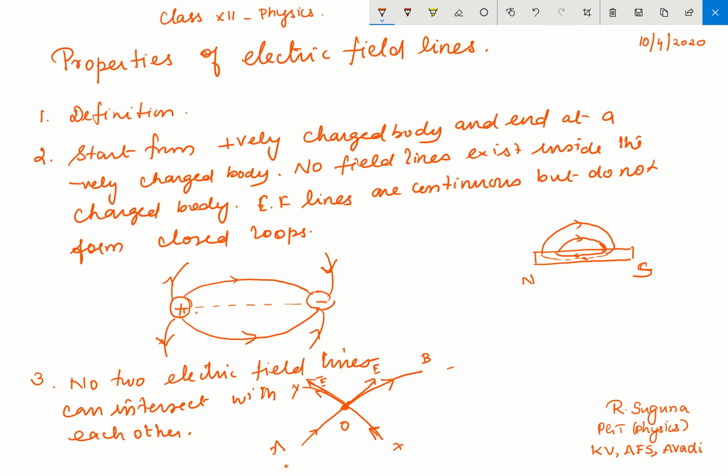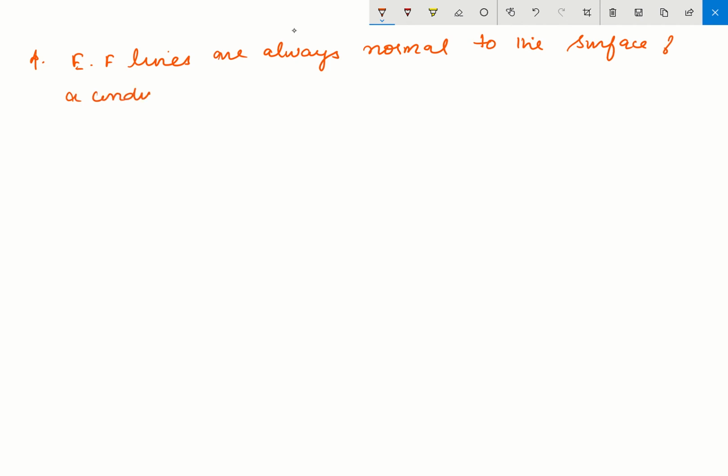Right. Then the next one, third one. See, the electric field lines are always normal to the surface of the conductor. The conductor is a charged body. Therefore, if you are drawing the field lines, they always emerge normal to the surface of a conductor.